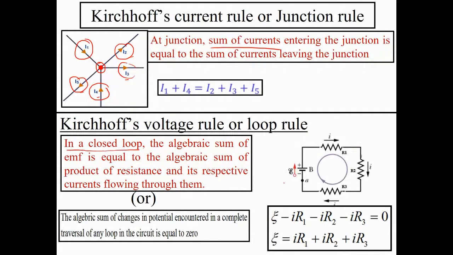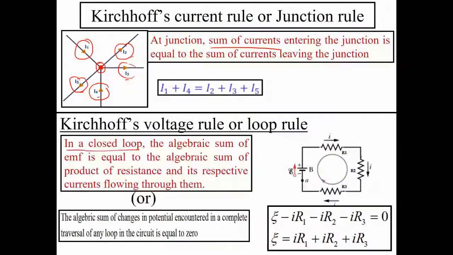Consider this diagram. Here I have a battery, and this battery has some EMF. Here I connected 3 resistors: R1, R2, and R3. When you connect this battery with these resistors, the current will flow through this circuit. And here we have to consider the conventional current, what we studied in the last class.